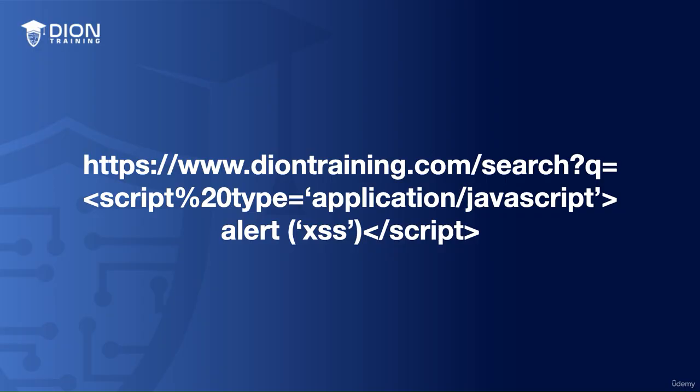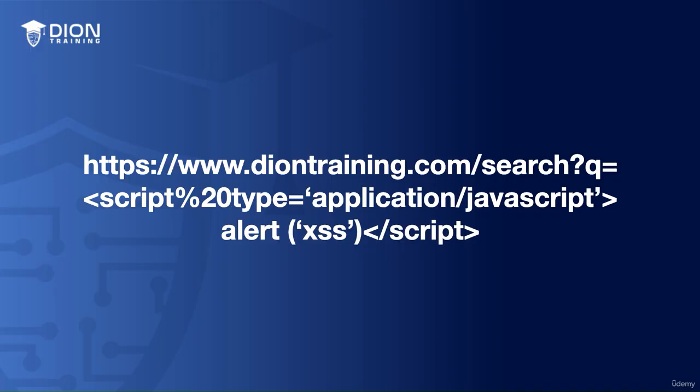First, we're going to craft the URL by adding the script to an otherwise safe URL. For example, if my site was vulnerable, we could use a URL like deontraining.com/search?q=<script type="application/javascript">alert('XSS')</script>. Now, what does this really say?